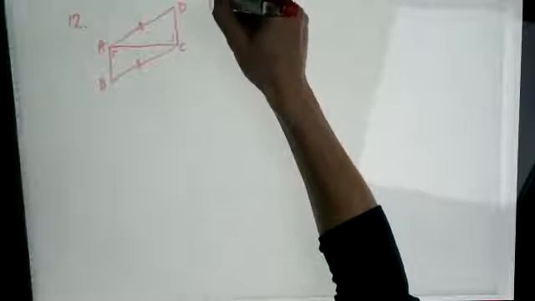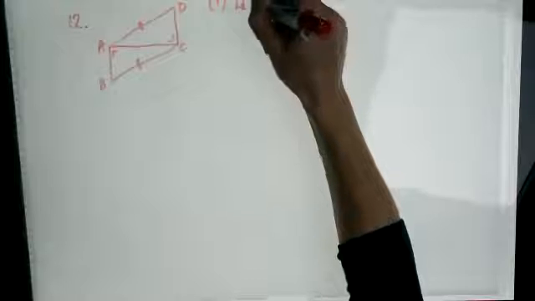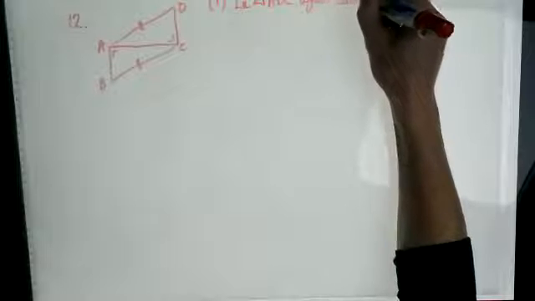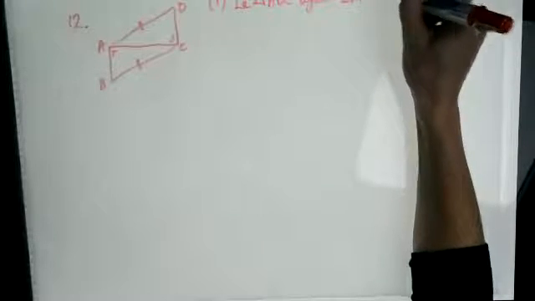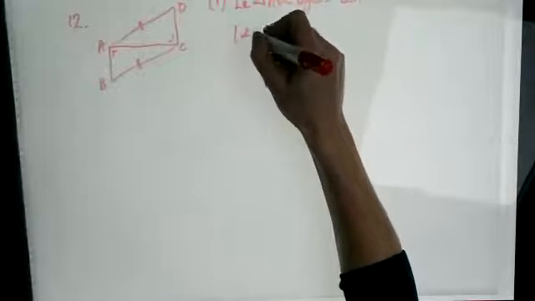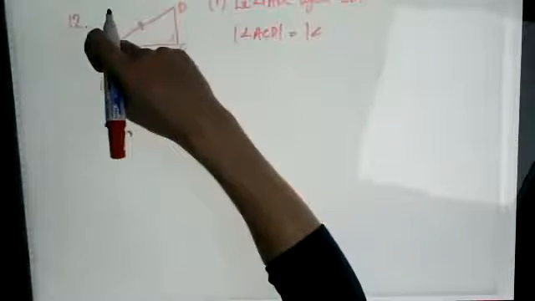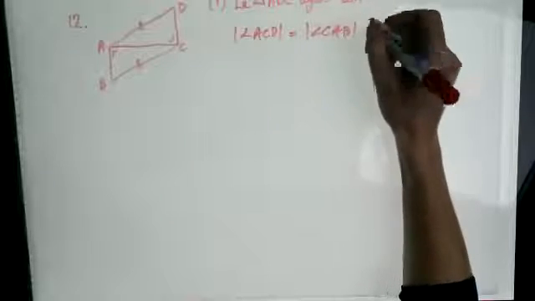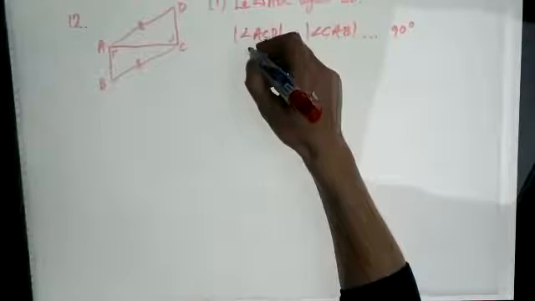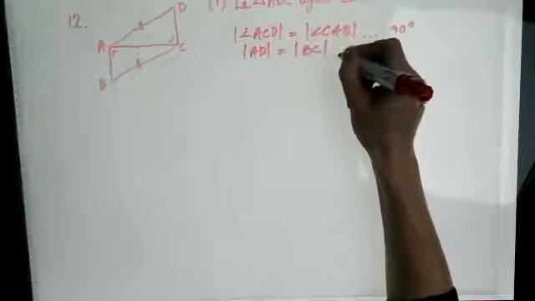So we have a triangle here, triangle ABC and triangle ACD. Angle ACD equals angle CAB. I guess the angle is 90 degrees. First, AD equals BC.